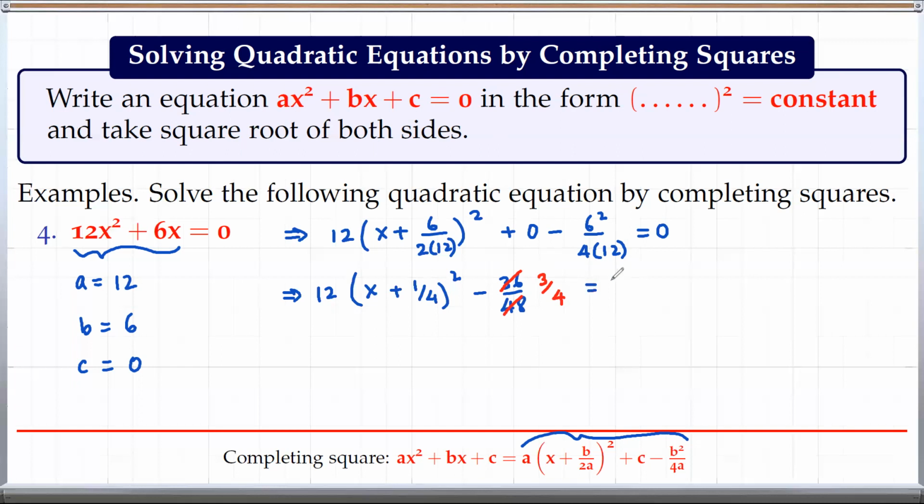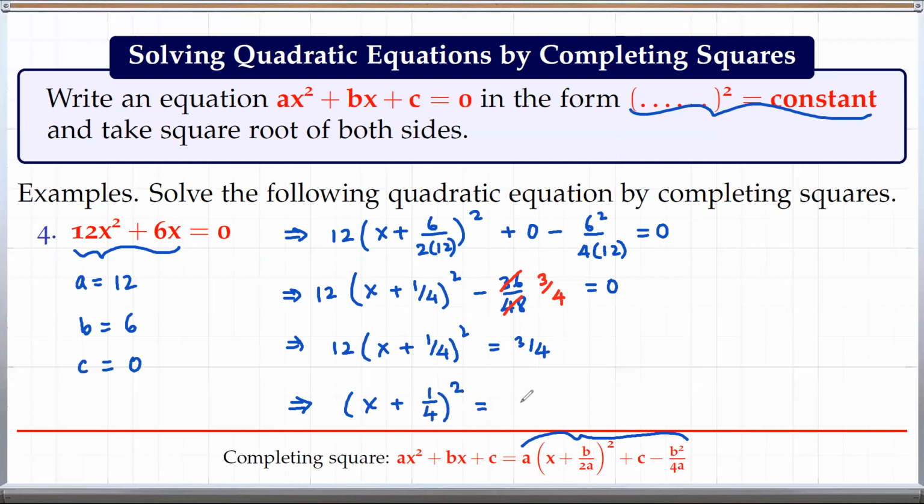And we get equals 0. Next, we can move that 3 by 4 to the other side because our goal is to have this format: some expression squared equals constant. So x plus 1 by 4 squared equals 3 by 4. And next we can divide both sides by 12 or multiply both sides by 1 by 12. So that will give us x plus 1 by 4 squared equals 1 by 12 times 3 by 4, but 1 by 12 times 3 by 4 is simply 1 by 16.